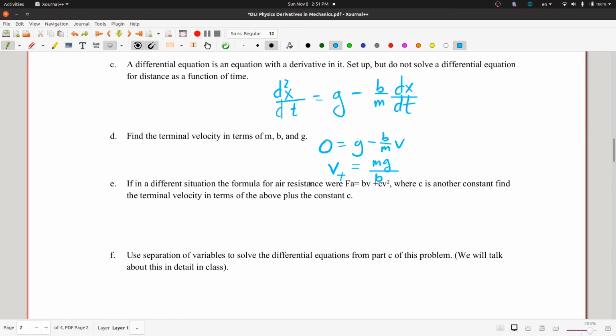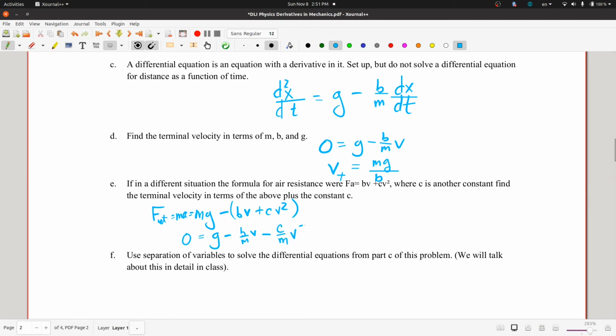Part E, in a different situation, we're given this different expression for the air resistance, so then our net force is going to be mg, and the air resistance is minus bv plus cv squared. That is the net force, and that's equal to ma. So setting a equal to 0, dividing everything by m here, we see that 0 is equal to g minus b over m v, minus, distributing this minus sign, minus c over m v squared.